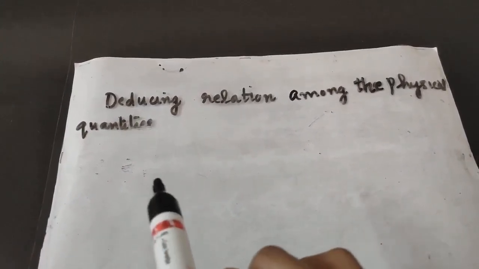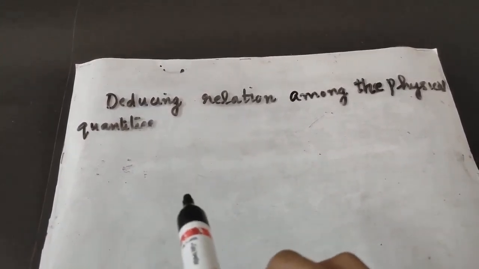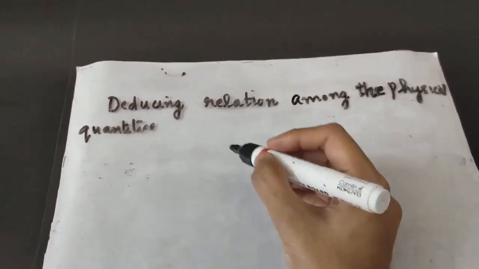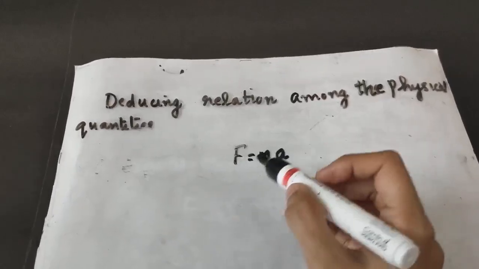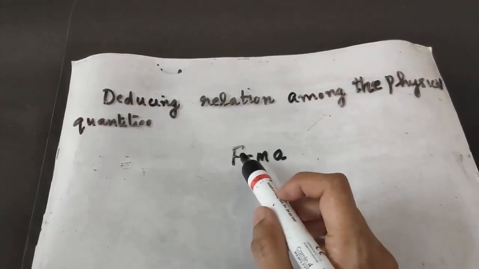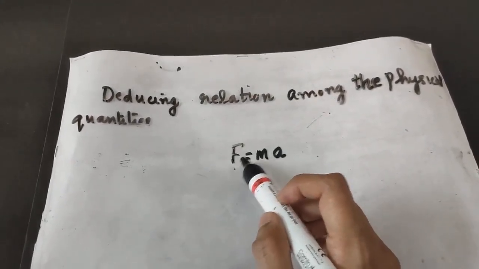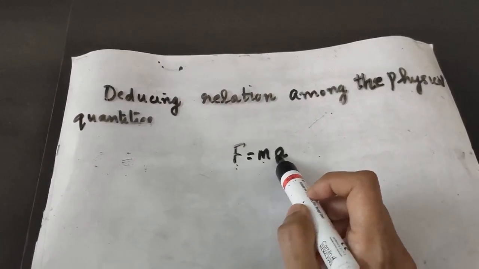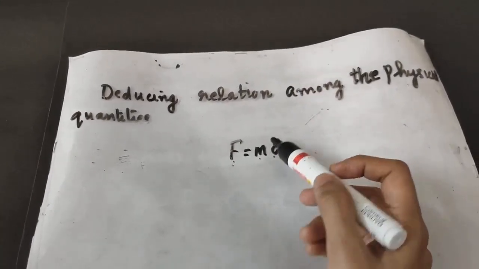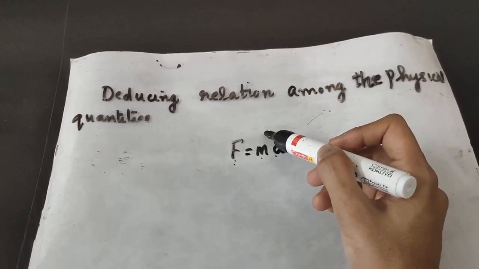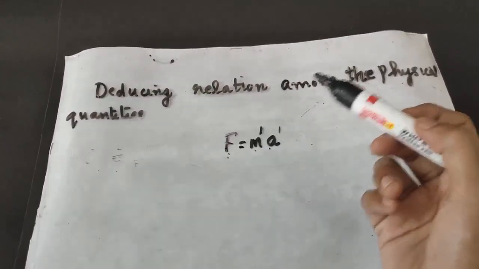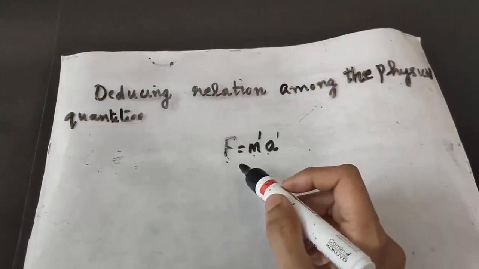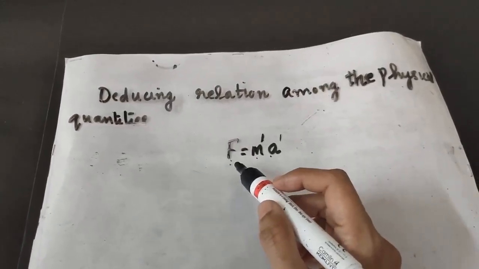Actually, in physics we have so many physical relations like F is equal to ma. This equation gives us an expression for force, and F is equal to mass into acceleration. In this equation you can see that the power of m is 1 and of a is 1. Then can you tell me another equation?